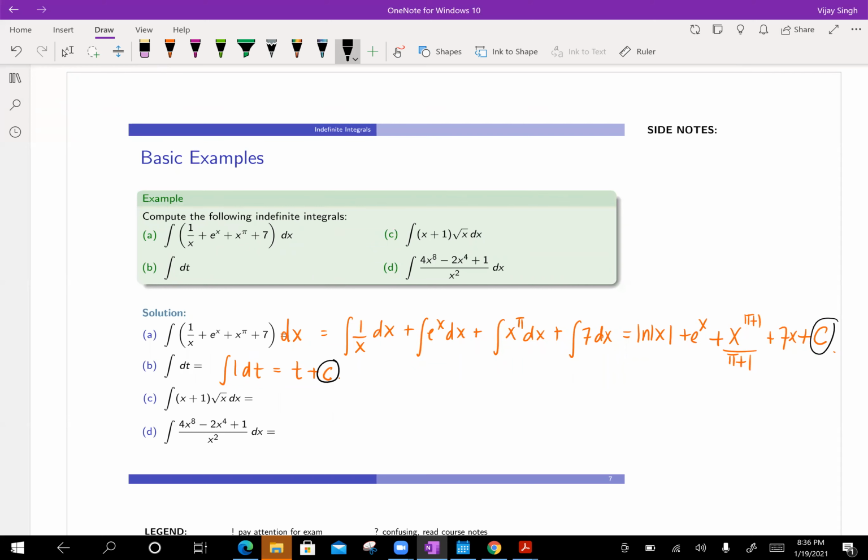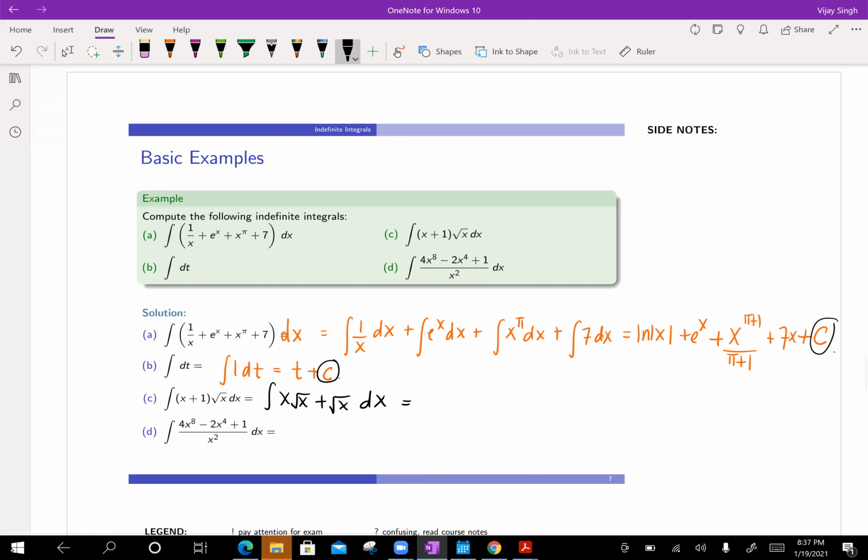Now let's try to integrate this one here. This can be seen as x plus 1 times square root of x. So we do not know any rules for product yet. So what we'll do is we'll open it and multiply it out. So this is going to be x square root of x plus square root of x dx.